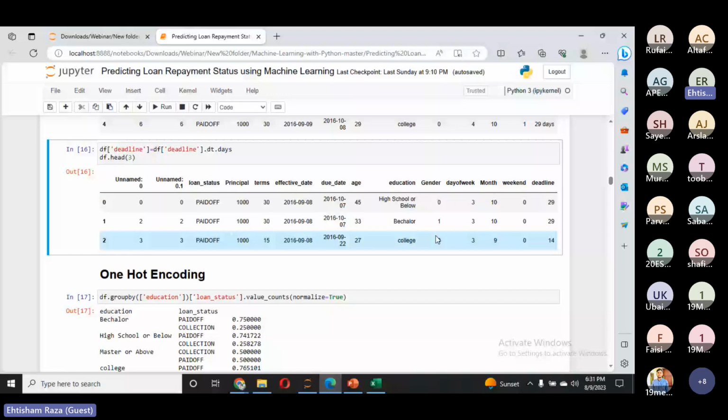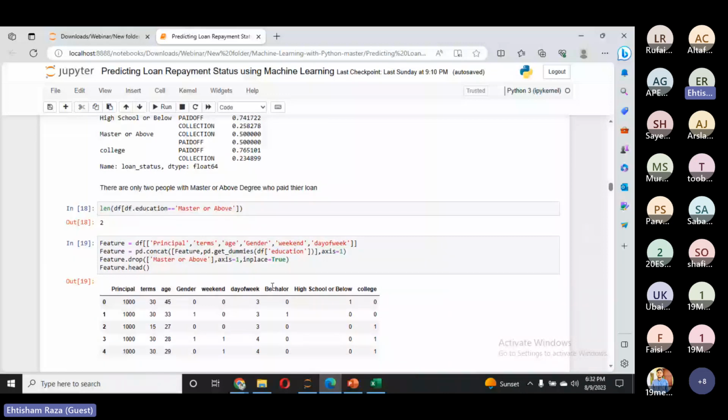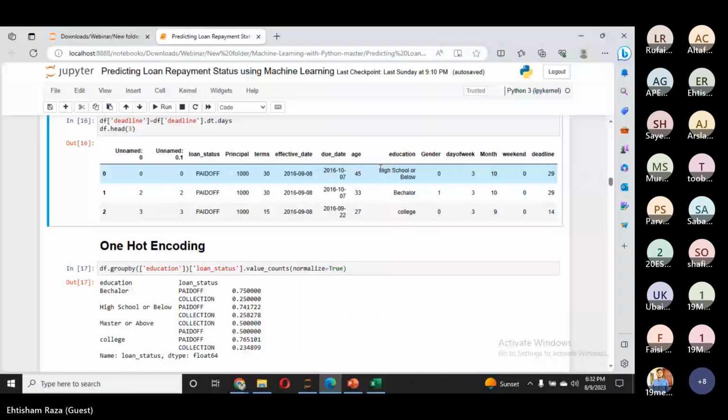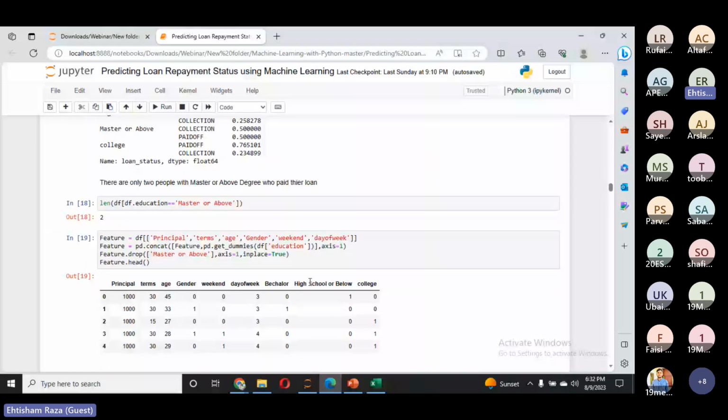One hot encoding is a process in which you convert your categorical features into a numerical feature, into a discrete numerical feature, either 0 or 1. So if you see this, I had a column in which the education of the person was bachelor. So instead of having one column of education, I have created three more columns: bachelor, high school or below, or college. So if the person has a high school or below education, it will be one, and the rest of the columns will be zero.